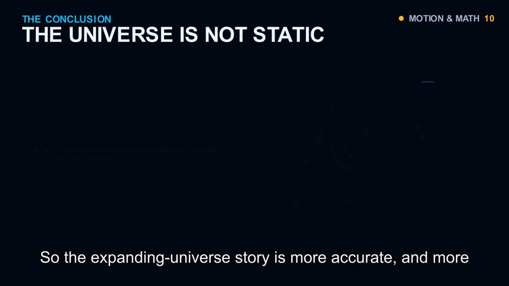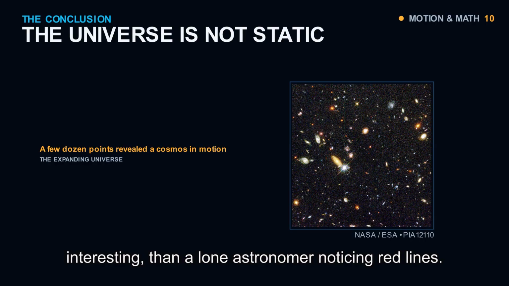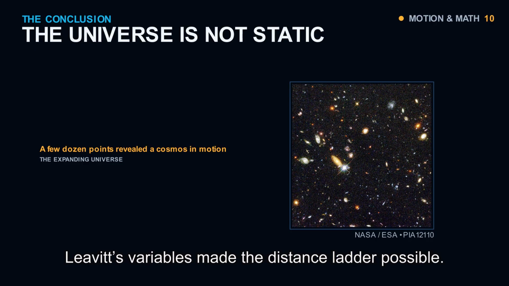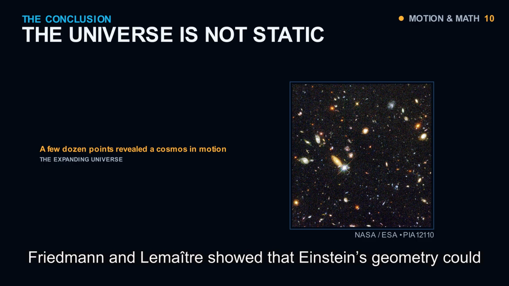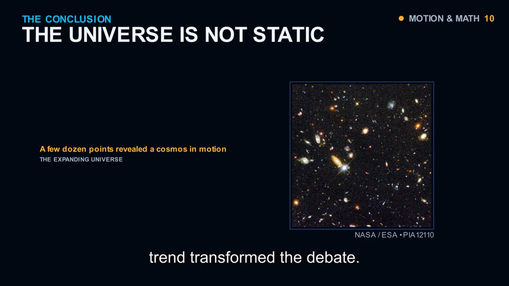So the expanding universe story is more accurate and more interesting than a lone astronomer noticing red lines. Slipher helped supply the velocities. Leavitt's variables made the distance ladder possible. Friedmann and Lemaître showed that Einstein's geometry could expand. Hubble assembled distance and velocity into a graph whose upward trend transformed the debate.